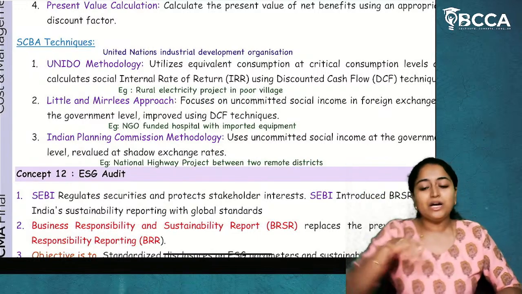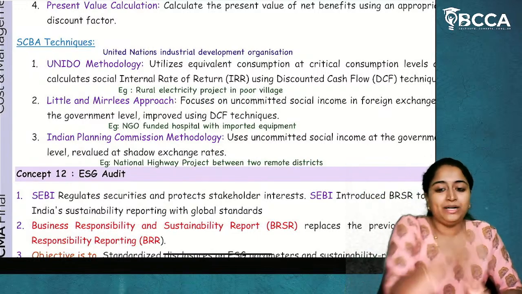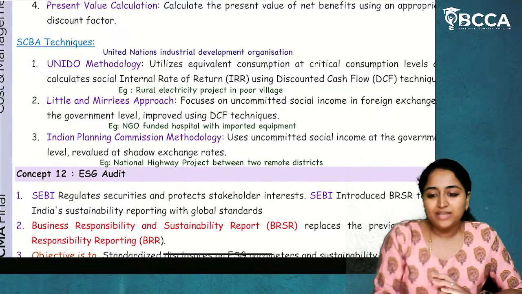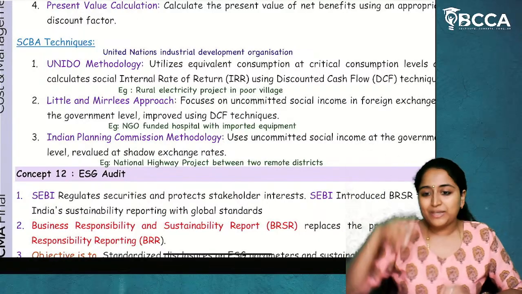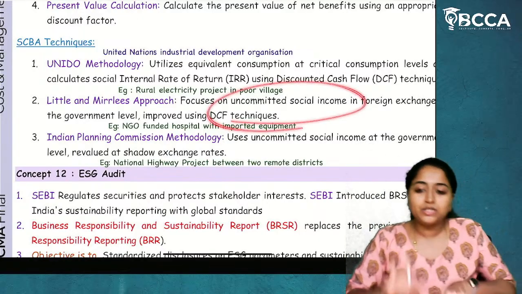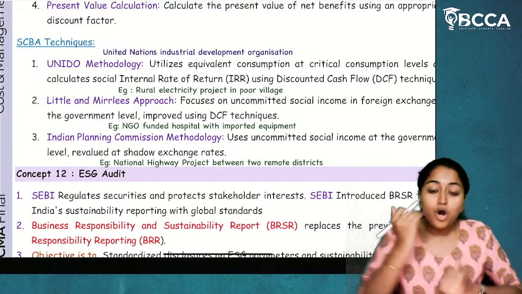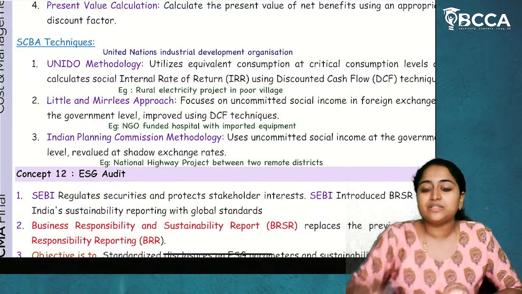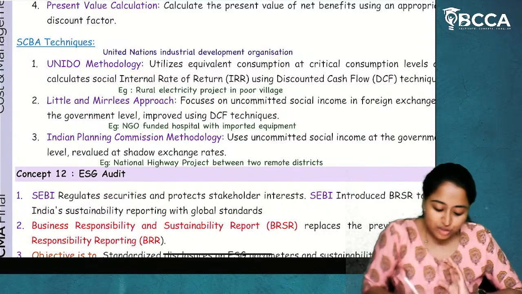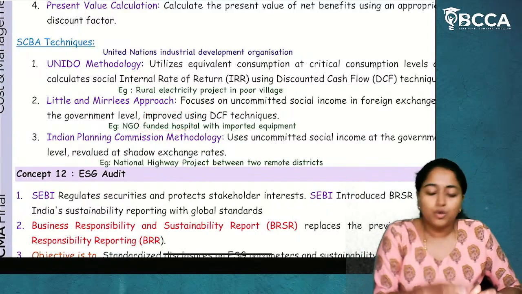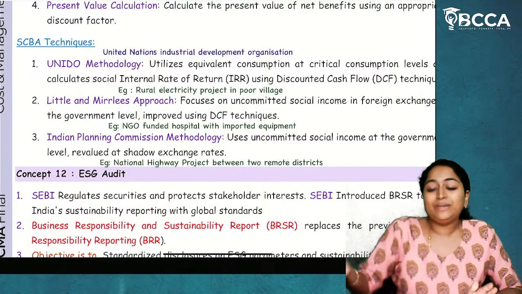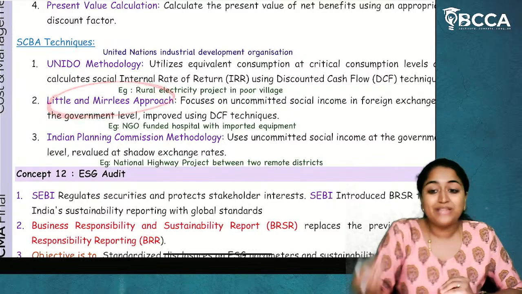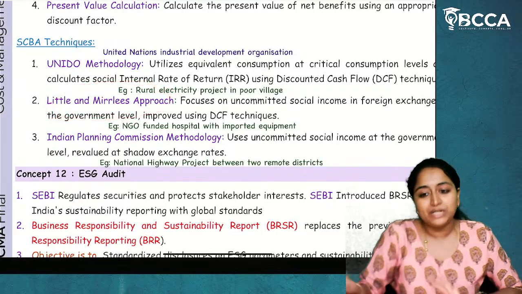To bring that and convert it into Indian currency and implement it in the project, they will convert it. For converting, they will try to incur the expenses. So, all the expenses will be called uncommitted social income. Whatever cost they are putting as uncommitted social income, and how much benefit the society is deriving from that. Which means if a hospital is being built by an NGO, then each and every member of the public will get benefit from the hospital. Yes or no? If they follow that approach, it is called the Little and Mirrlees approach.